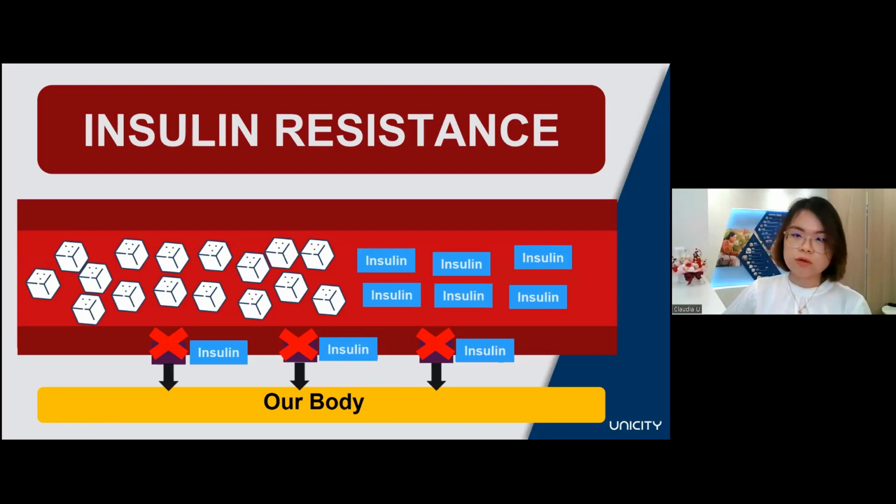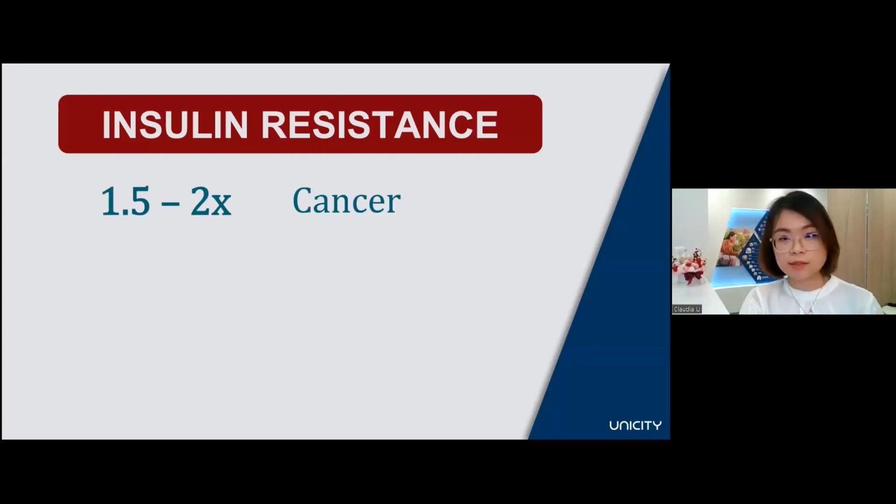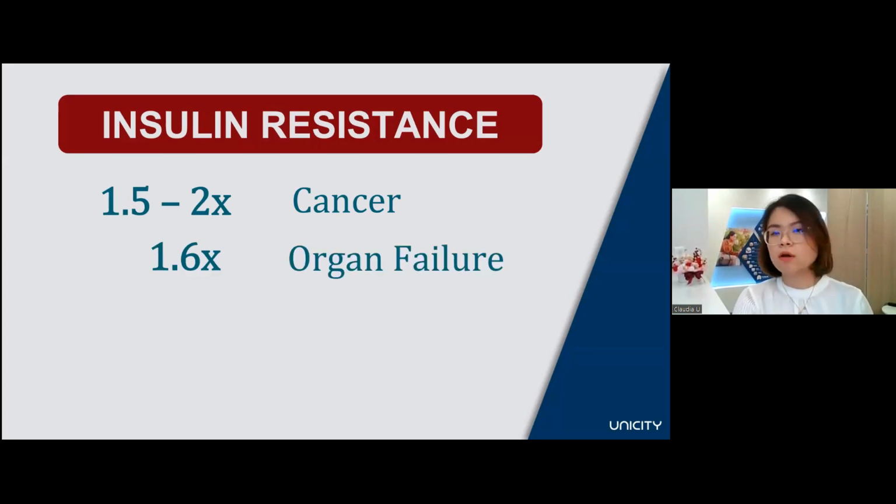All right, and as you know, once you have diabetes, all kinds of situations will happen. It will harm many parts of your body. In fact, what kind of risk would it lead us to? Once a person has insulin resistance, you are 1.5 to 2 times higher at risk of getting cancer, all kinds of cancer. You are 2 times higher at risk of getting this terminal illness. And you're 1.6 times more likely to get organ failure or any kind of disability.